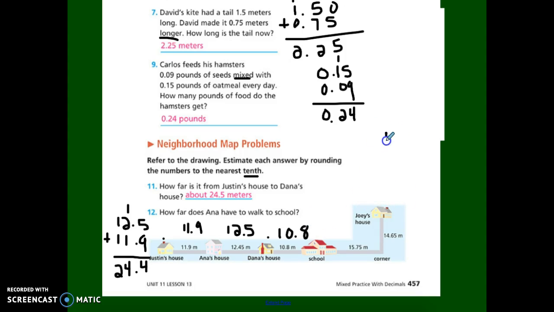All right, let's see. So we have 12 5/10 plus 10 8/10. We add those up. 13. Carry the 1. Bring down that decimal. 2 plus 1 is 3. We end up with 23 3/10 meters that they need to walk for number 12.